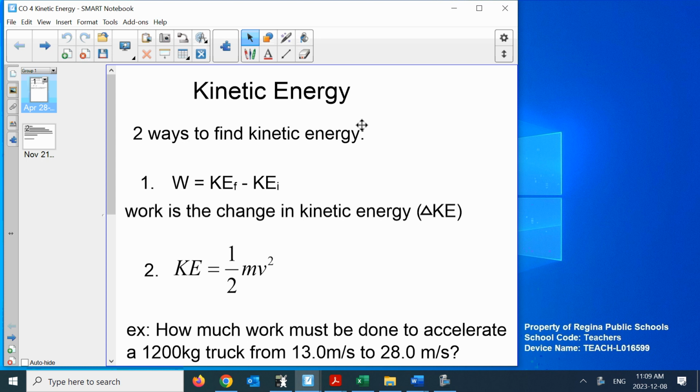Shindelka here, and we're looking at kinetic energy, just a brief introduction to it. We're going to look at two ways to find kinetic energy. First of all, what does the word kinetic mean? Kinesiology, study of movement, though. The human body itself, but movement, yeah.